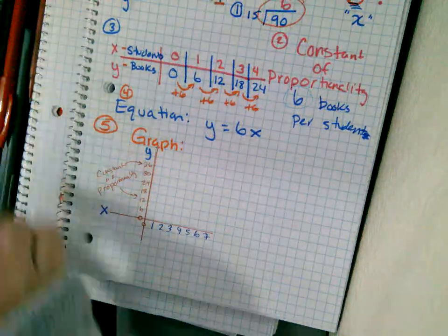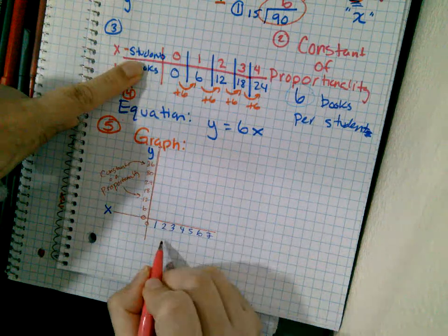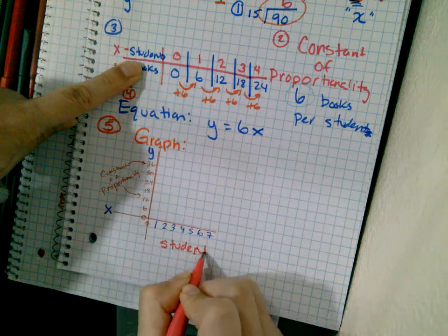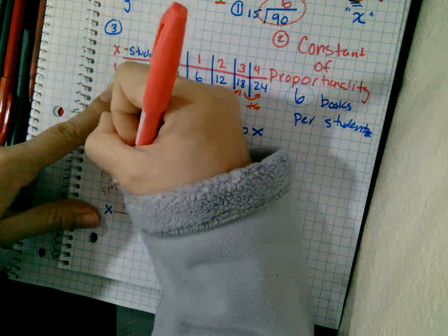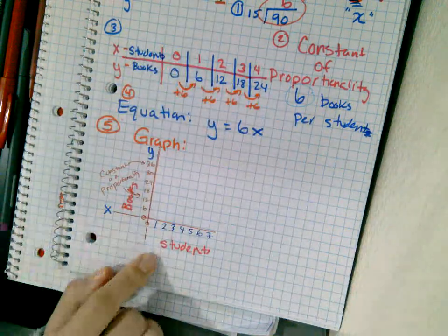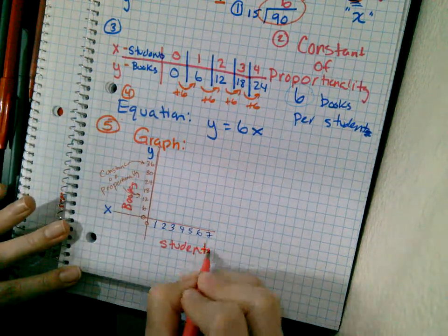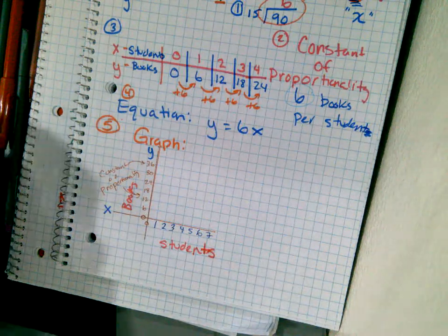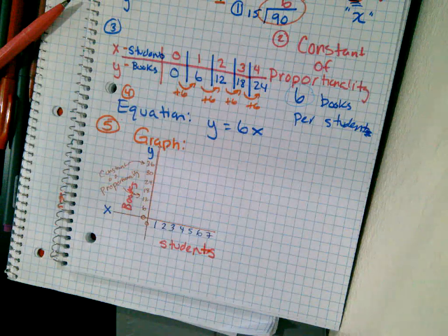All right. X's go up by 1s. X represents students. I'm going to label them. And Y represents books. So my X represents students, my Y represents books, in my sloppy writing. All right, did we set up our graphs? We haven't actually graphed it. We just set up the graph. We set up the coordinate plane.